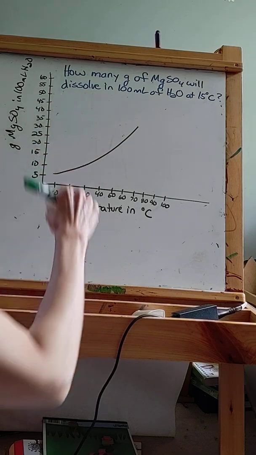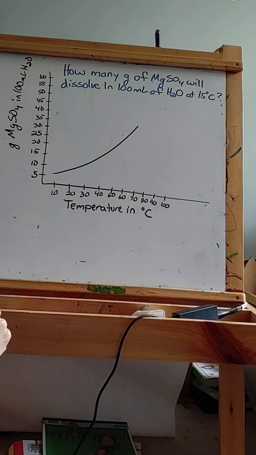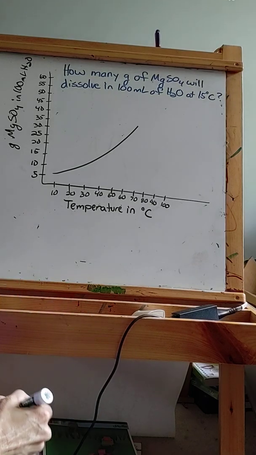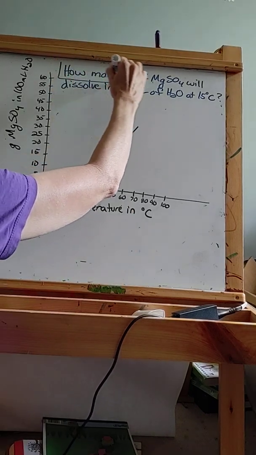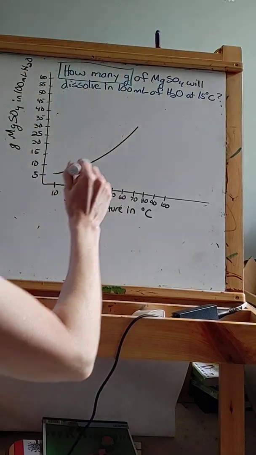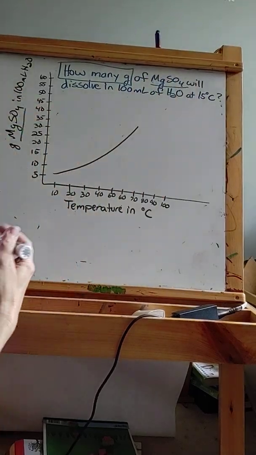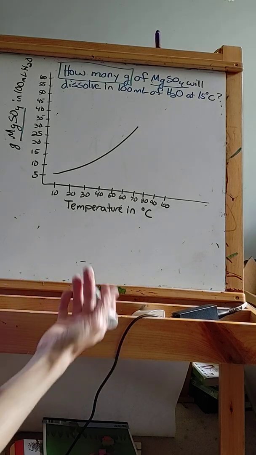So let's say we have a problem like this. How many grams of magnesium sulfate will dissolve in 100 milliliters of water at 15 degrees C? Let's break down the problem. What are they asking us to find? They're asking us to find how many grams. They told us the solute, but that is the same solute that the graph is written for. They're not trying to trick you here, so you don't have to worry about it.